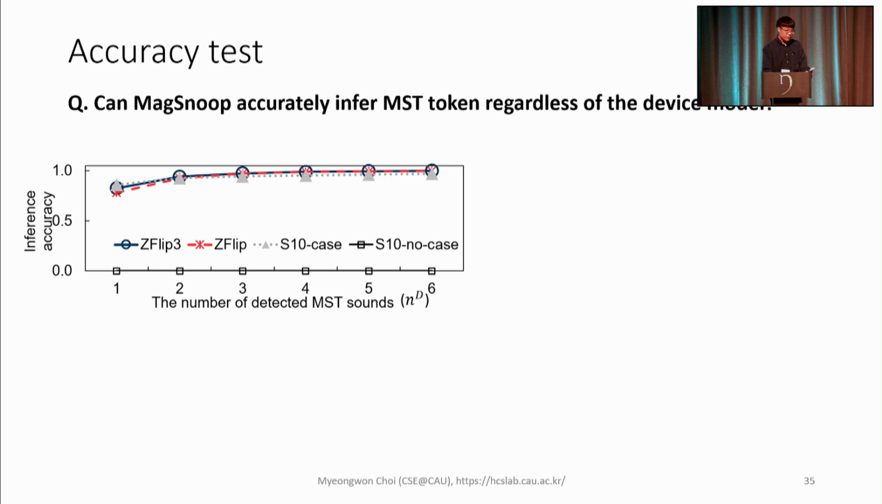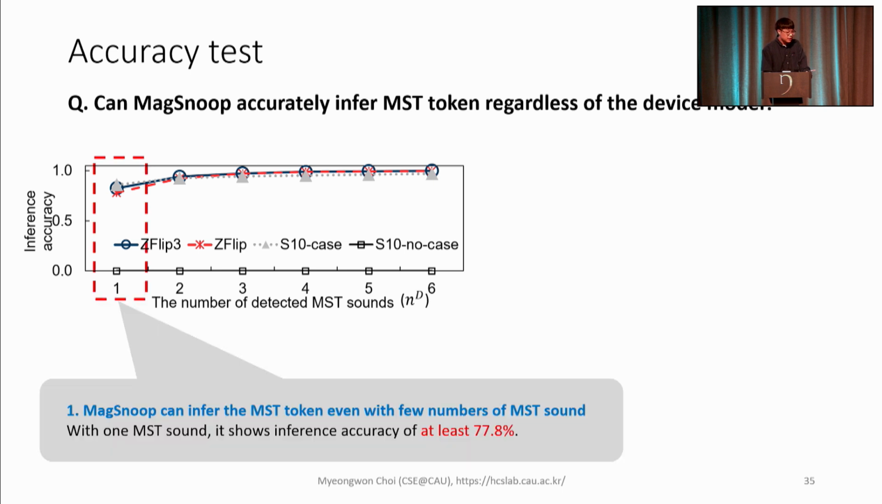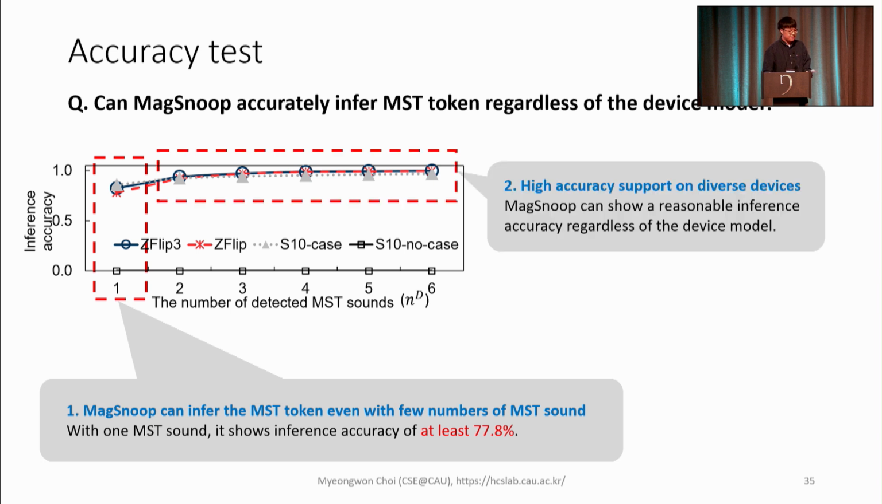Through our micro-benchmark test, we tested the inference accuracy of MagSnoop. As you can see on this slide, MagSnoop can successfully infer the MST token with high accuracy given only 1 MST sound. This is thanks to the token set generation technique in the decoding step. Even with the limited number of MST sounds, we can achieve a high inference accuracy.